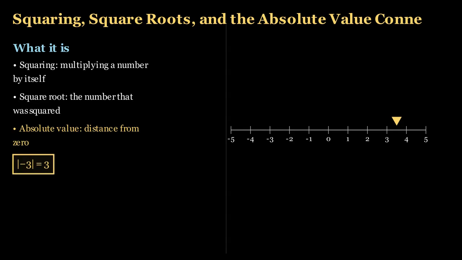This is where absolute value comes in. The absolute value of a number is simply its distance from 0 on the number line, ignoring direction. So the absolute value of 3 is 3, and the absolute value of negative 3 is also 3. We write it with two vertical bars, |x|. It's like asking how far, not which way.